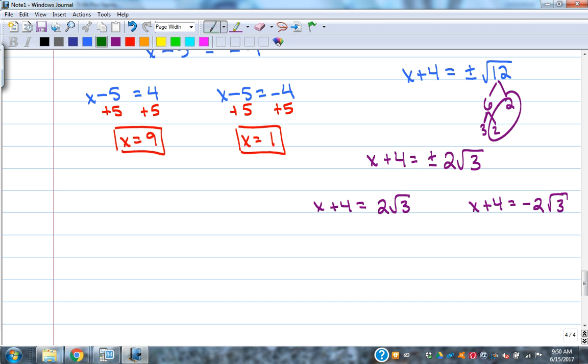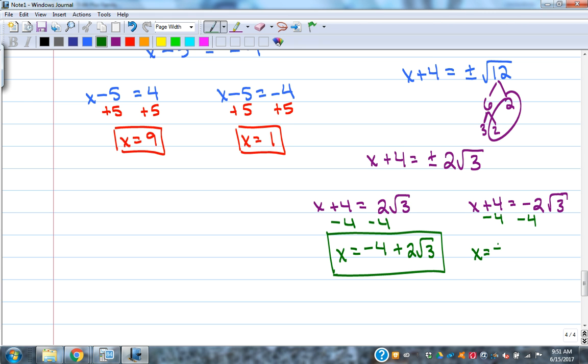Get x by itself. Now, I know that 4 and 2 radical 3, or 2 square root of 3, are not like terms, but that doesn't mean I can't get x by itself. So if I'm going to subtract 4 from both sides, this is what our answer is going to look like. It's going to look like negative 4 plus 2 square root of 3. And then this one would be negative 4 minus 2 square root of 3.